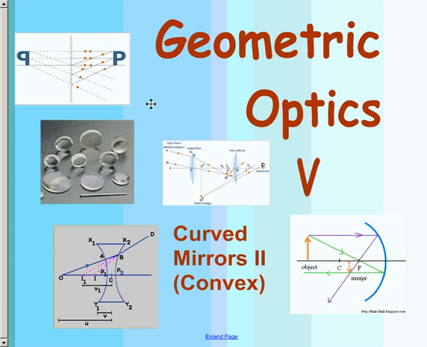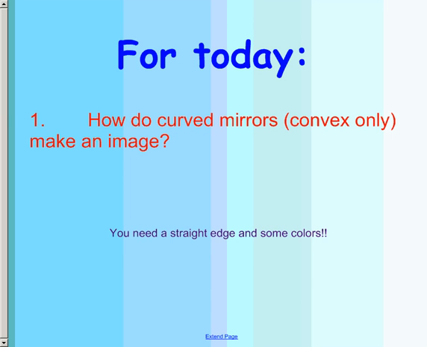Today, we're going to talk about curved mirrors that curve the other way. They are convex mirrors. Okay? We're going to figure out how to make images with them. So the question is, how does that work? You look in a convex mirror and you see things. And the question is how do they make that?